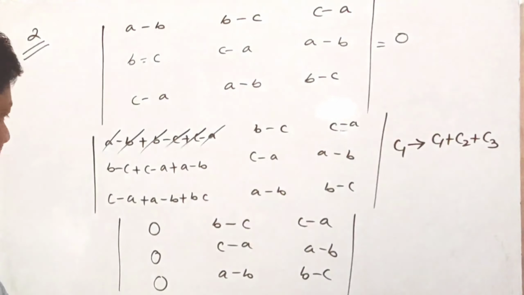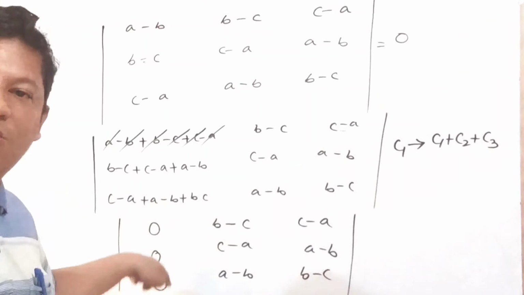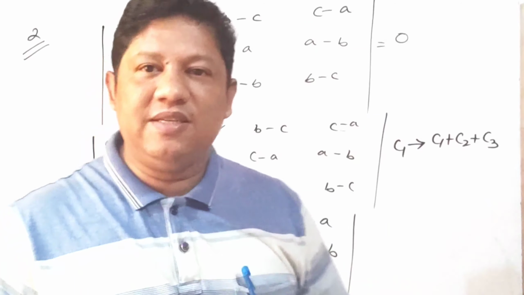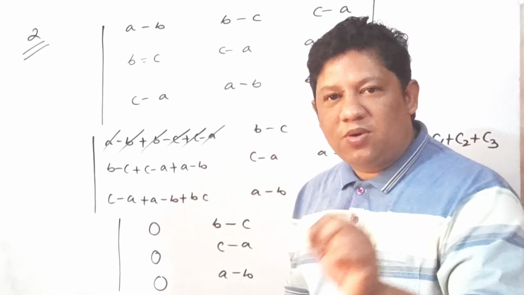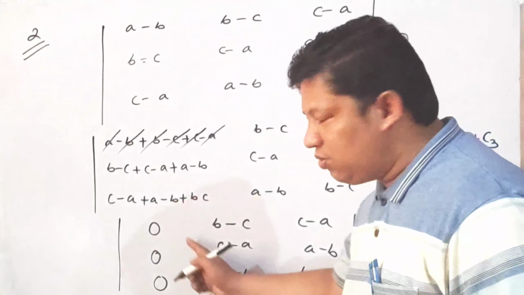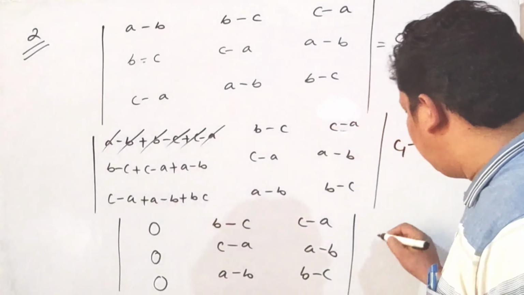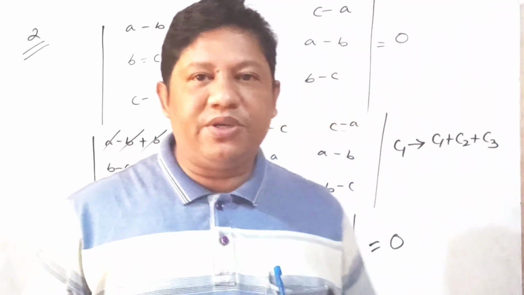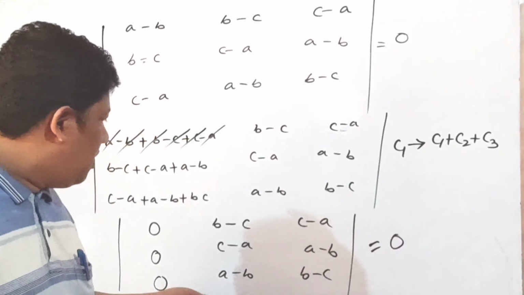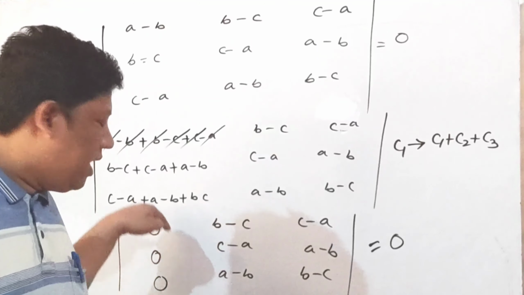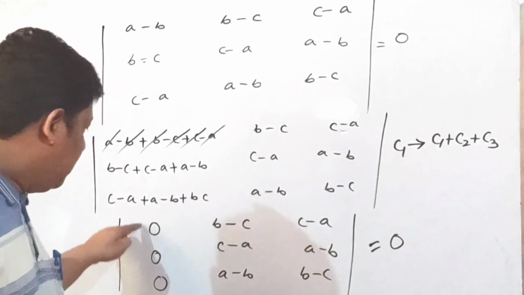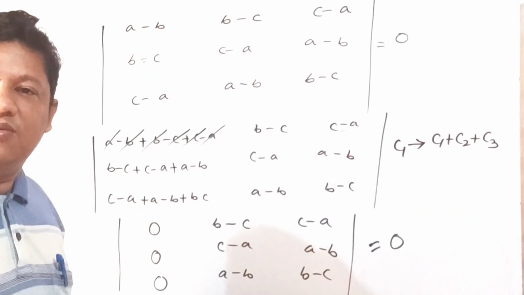So in these cases, you look here, one row or one column. If one row or one column of a determinant is equal to 0, then the value of the determinant will be 0 according to the properties of determinants. Because look here, C1 column equal to 0.